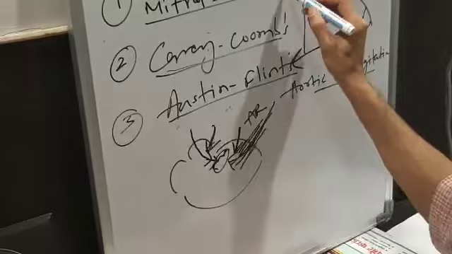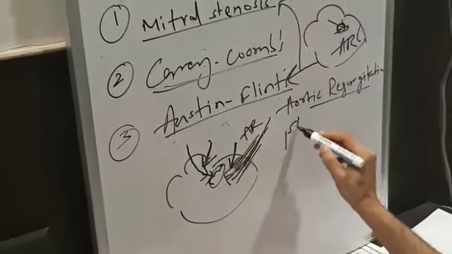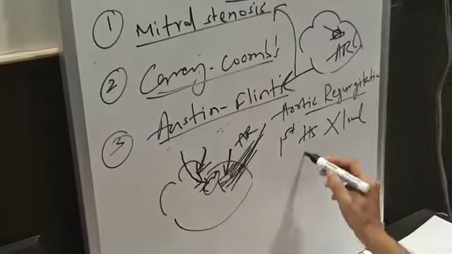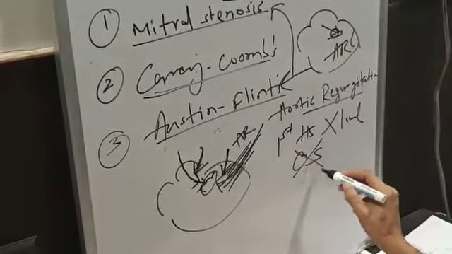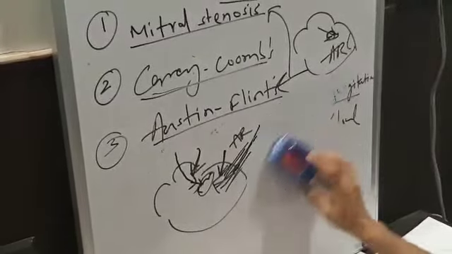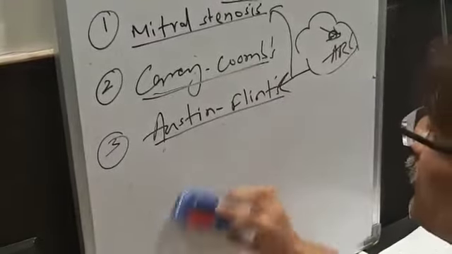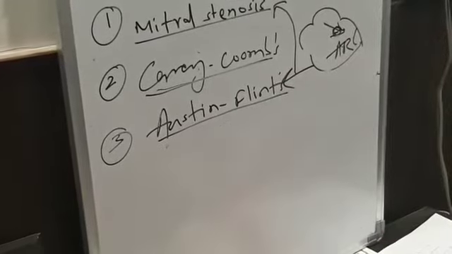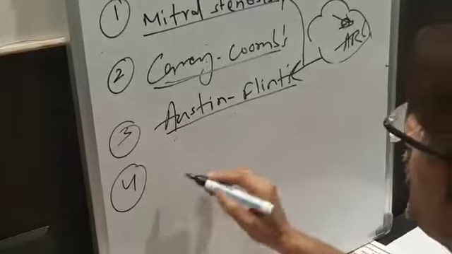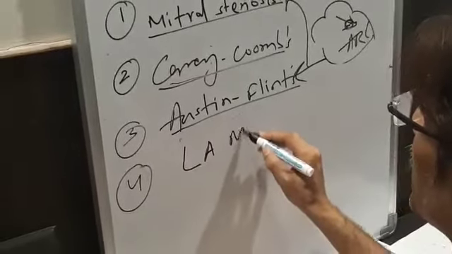How to differentiate it from MS? First, the heart sound is not loud, and you won't hear an opening snap in AR. So this is the third situation where we get a mid diastolic murmur at apex. The fourth situation where we can get a mid diastolic murmur at apex is a left atrial myxoma.